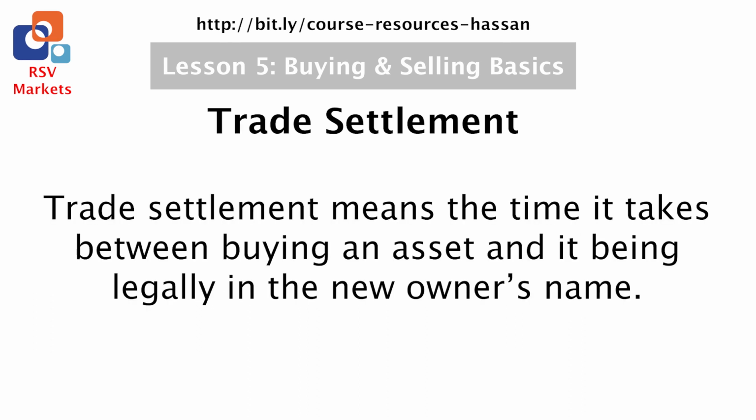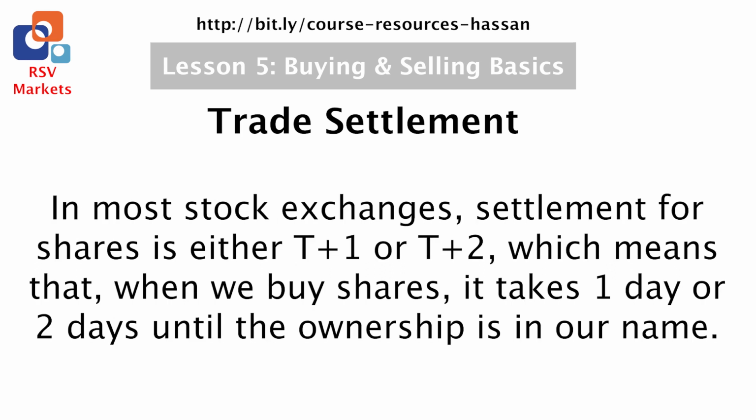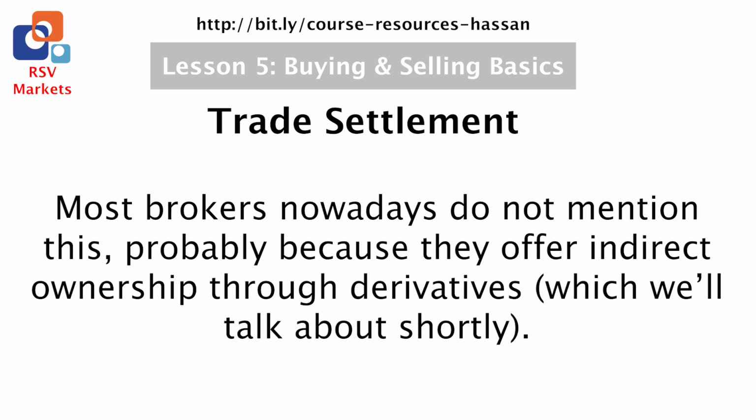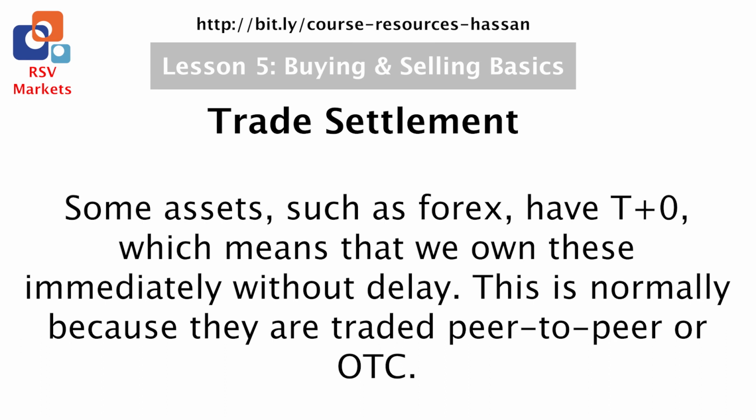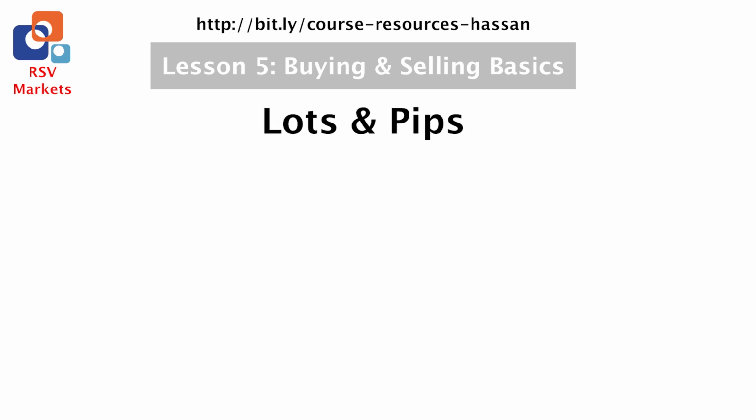Trade settlement. Trade settlement means the time it takes between buying an asset and it being legally in the new owner's name. In most stock exchanges, settlement for shares is either T+1 or T+2, which means that when we buy shares, it takes 1 day or 2 days until the ownership is in our name. Most brokers nowadays do not mention this, probably because they offer indirect ownership through derivatives, which we'll talk about shortly. Some assets such as Forex have T+0, which means that we own these immediately without delay. This is normally because they are traded peer-to-peer or over the counter. Lots and pips.